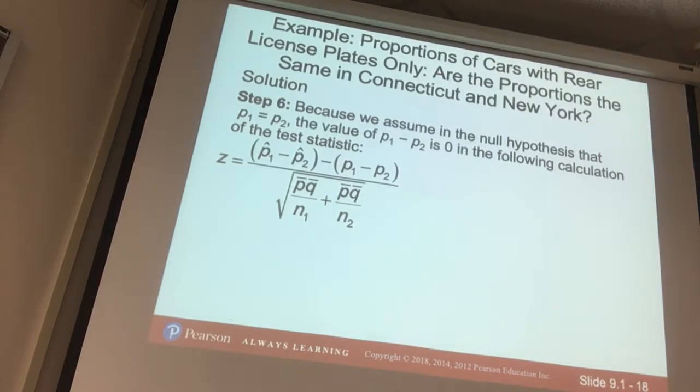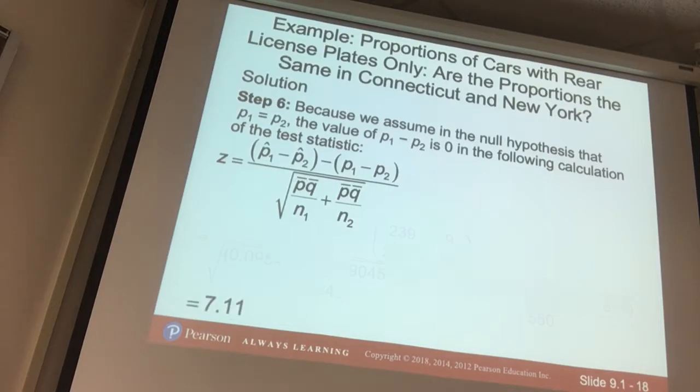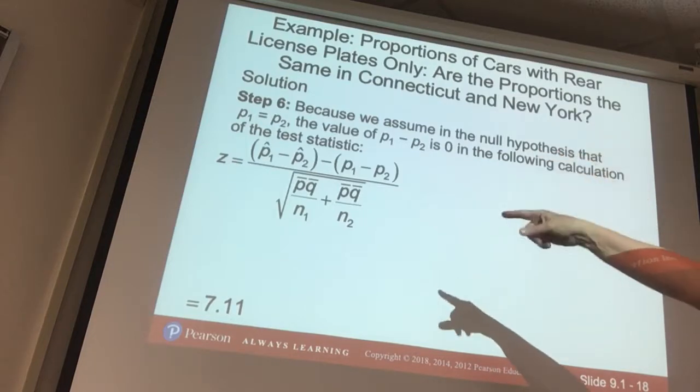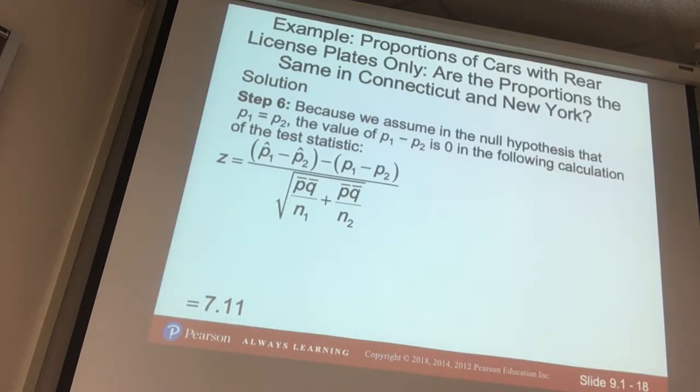But then, this is what you're not going to have to do. You're not going to have to use this because you've got it on your calculator, okay? I did it for you, but I want to show you that you're going to get the same thing from the technology. So I did it by hand just so that you could see it. So then you end up with a z-score. This is your test statistic. Your standardized test statistic is 7.11. Is that unusual?